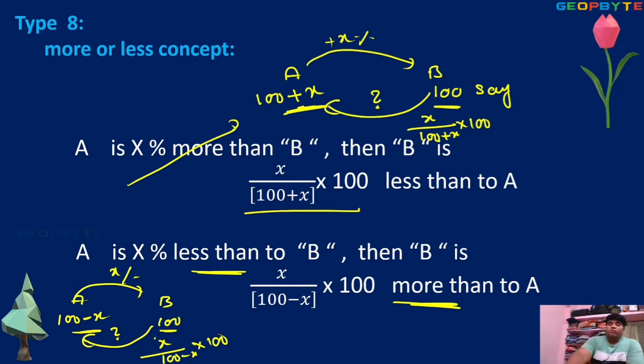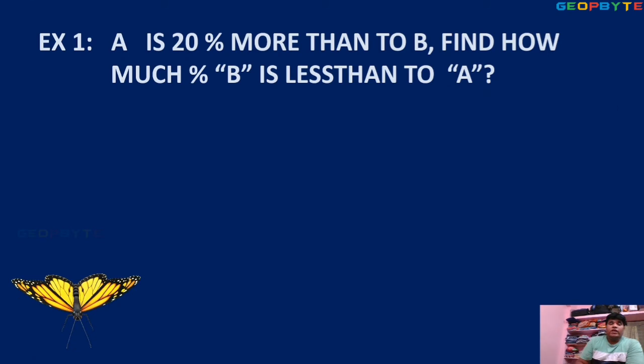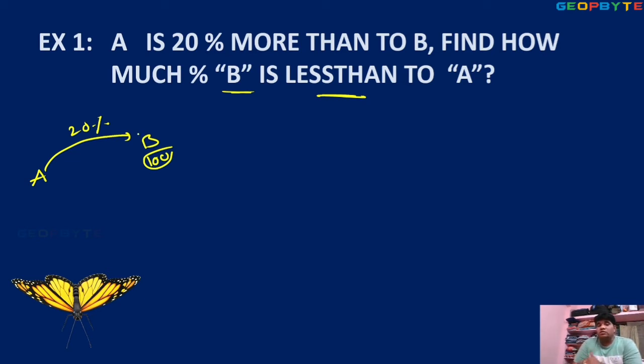Okay. Questions. Look at this. A is 20% more than B. Find how much percentage B is less than A. Okay. First concept: A to B. B's value, I don't know, so take 100. A is 20% more. So B had 100. 20% more means 120. 10% more means 110. 4% less means 96. It depends. 20% more meaning 120.